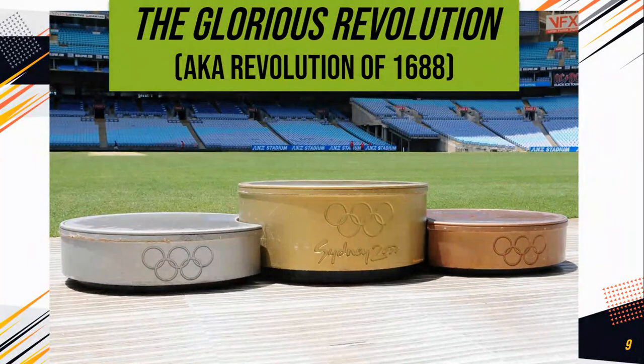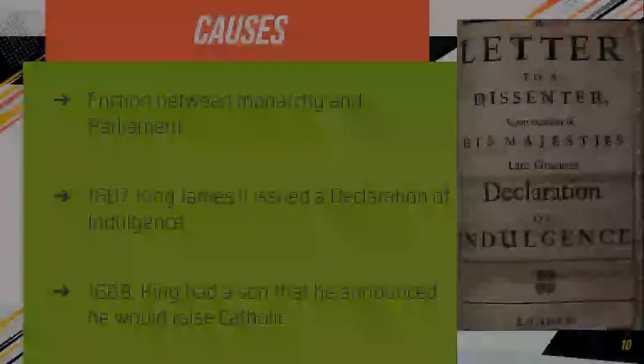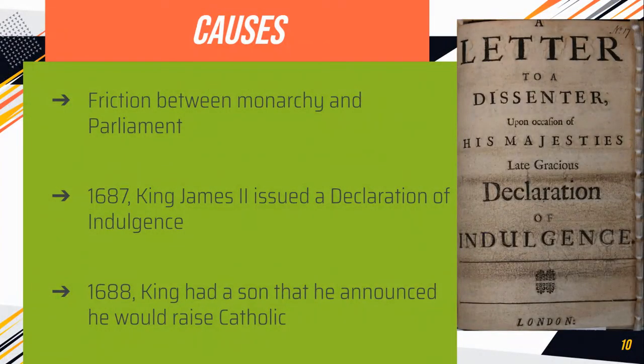Now we're going to get into the Glorious Revolution, which takes place after the English Civil War. The causes of the Glorious Revolution are basically friction between the monarchy and Parliament. King Charles II, the new King Charles, does not work well with Parliament, just like King Charles I and King James I. After King Charles II comes King James II, the son of King Charles I and the brother of Charles II.